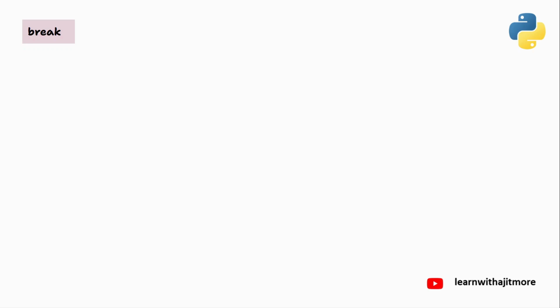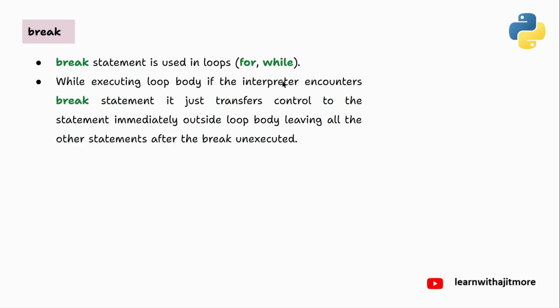Getting? Anyways, so I hope break if it comes in a while loop or in a for loop, simply the loop execution is stopped and the control comes out of the loop body. Getting? Break statement is used in loops strictly for and while. Then I said while executing loop body, if your Python interpreter encounters break, it simply transfers this control outside of the loop body and terminates the loop. Transfer control to the statement immediately after loop body, leaving all the other statements after the break unexecuted.